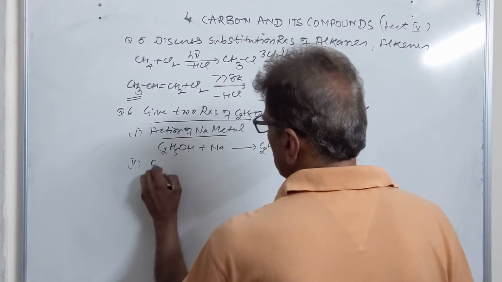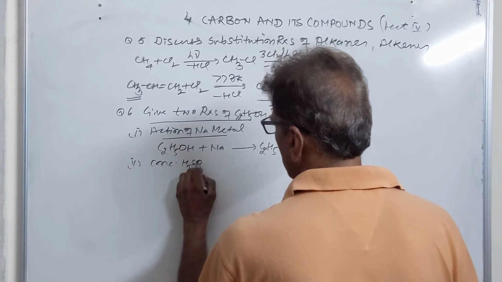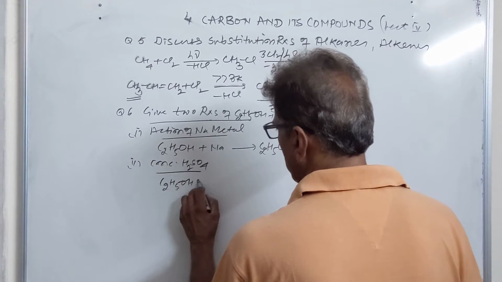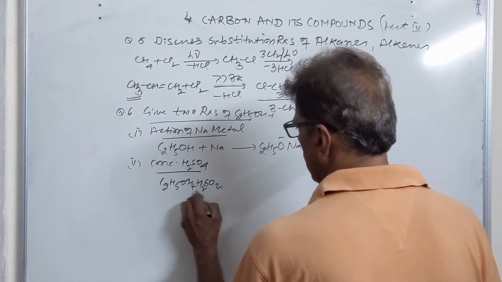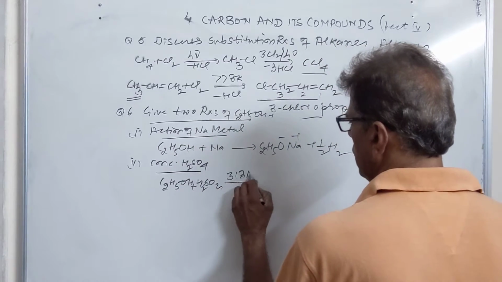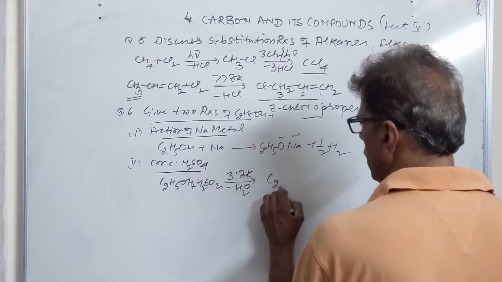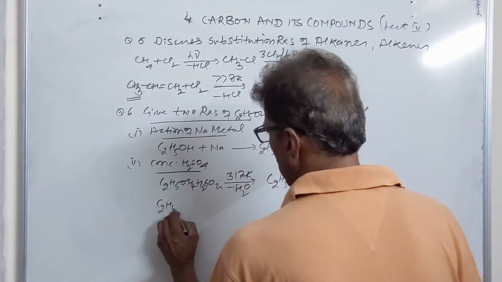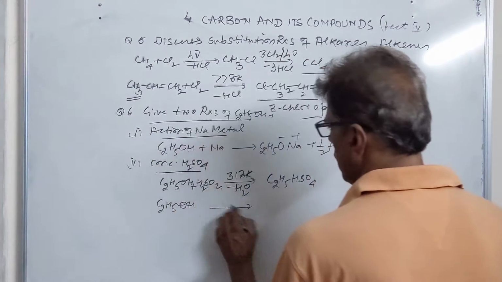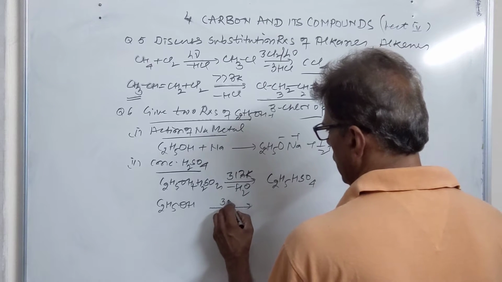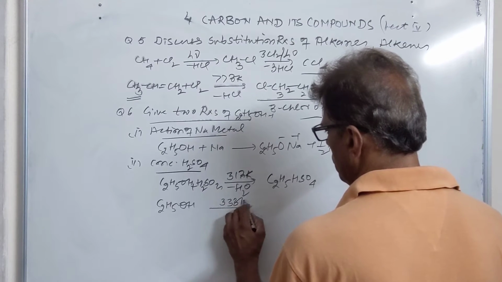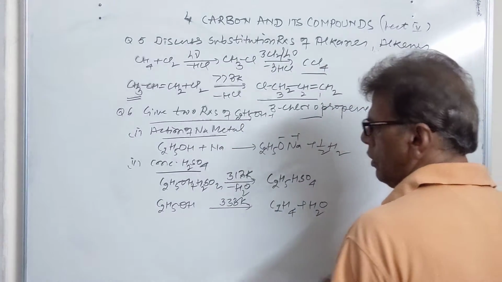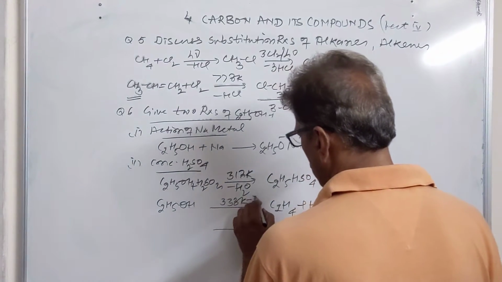It combines with concentrated sulfuric acid at different temperatures. C2H5OH can combine with sulfuric acid at 313 Kelvin and liberates water here. It will produce ethyl hydrogen sulfate, and it can combine at a high temperature, that will be 333 Kelvin. It will produce ethylene plus water at 333 to 343 Kelvin.